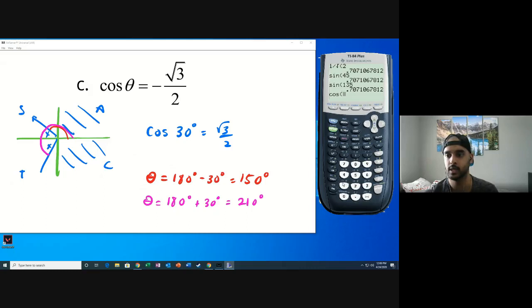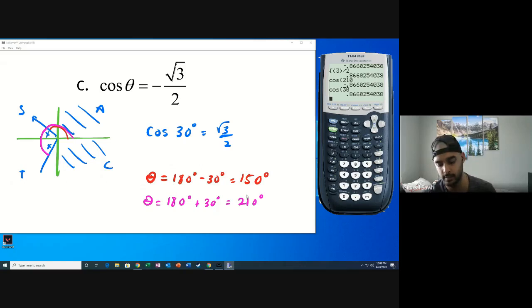So let's check them. Cosine of 150 gives me my negative, and I'm sure that's root 3 over 2. Let's just double check. Yep. And then cosine of 210, still negative, gives me the same value. So cos 30 gives me the positive one. So I know that's the value, the quadrant is going to tell me the sign. So the value is important, yes, but the quadrant that it's in gives me the actual sign. So here's my two angles. One is 150, one is 210.